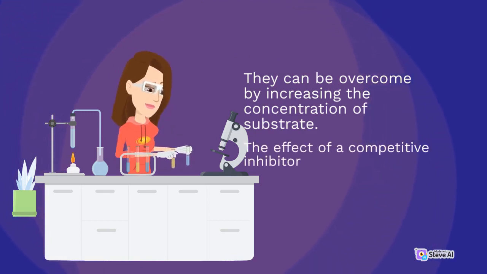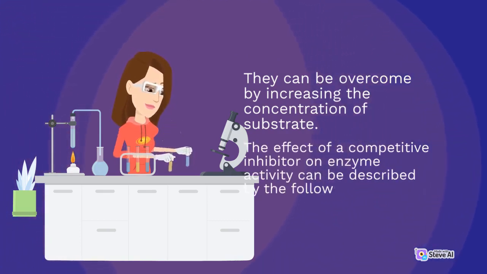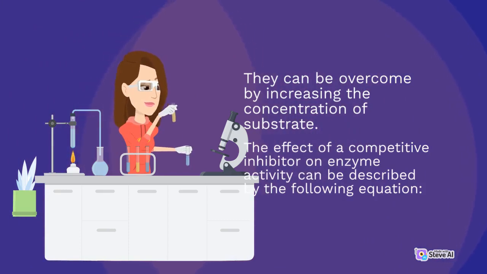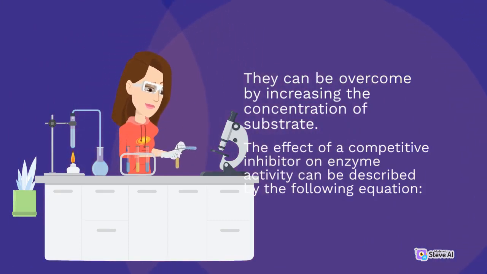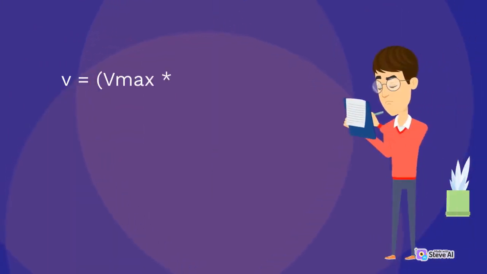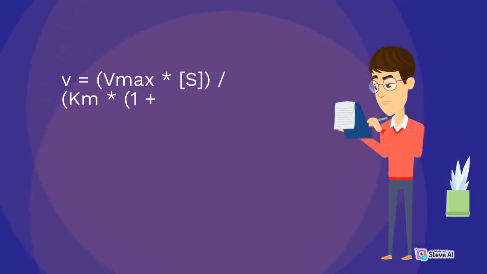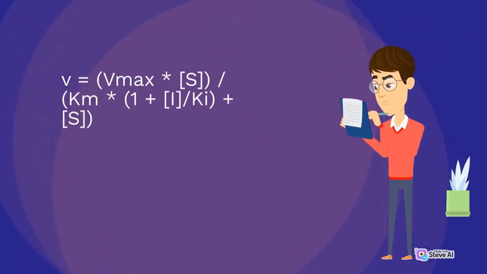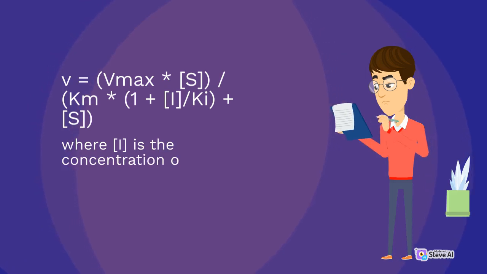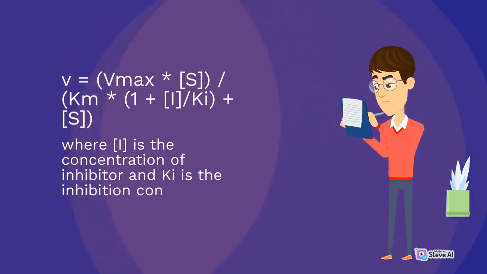The effect of a competitive inhibitor on enzyme activity can be described by the following equation. V = Vmax [S] / (Km (1 + [I]/Ki) + [S]), where I is the concentration of inhibitor and Ki is the inhibition constant.